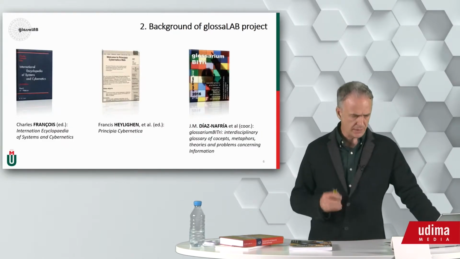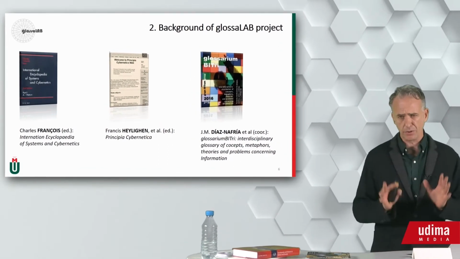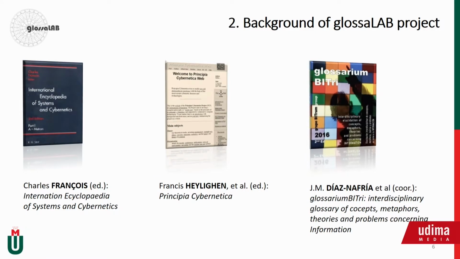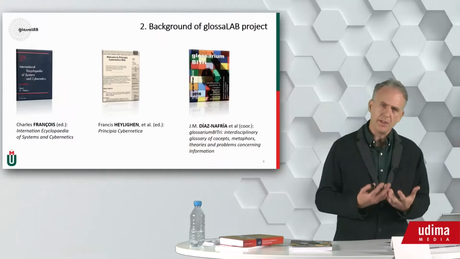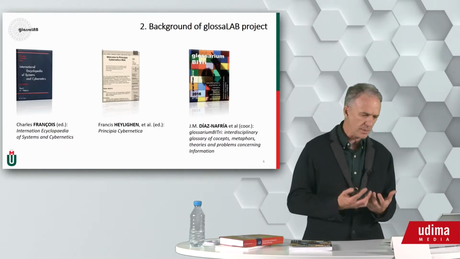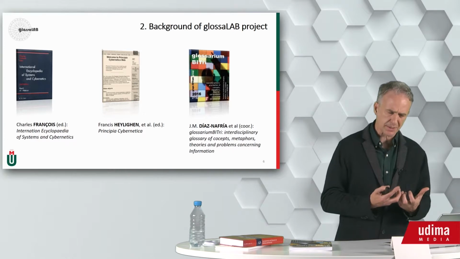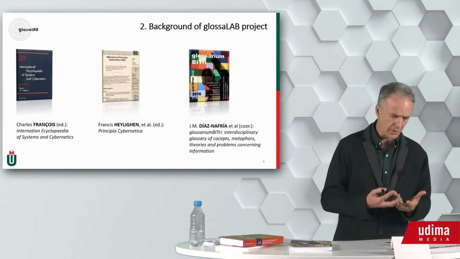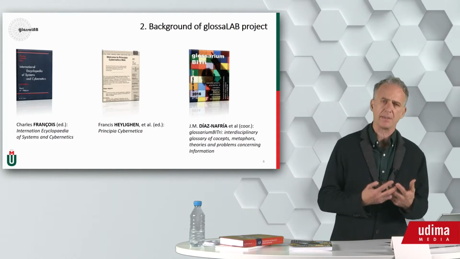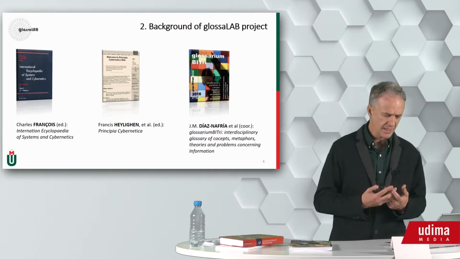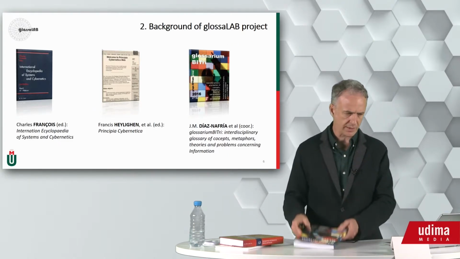But something very important from the background is that we are not just departing from the Glossarium Vitri. We have 2 important building blocks, which are the Charles François Encyclopedia, the International Encyclopedia of Systems and Cybernetics, developed over some decades, with 2 book editions. It has very good content, though some of it needs to be updated. We need new perspectives, and we need to discuss and reframe some of the concepts. Another pillar of the project is the contents provided by Francis Heylighen and others, in the encyclopedic project called Principia Cybernetica, which is online, and the Glossarium Vitri that I have already talked about.